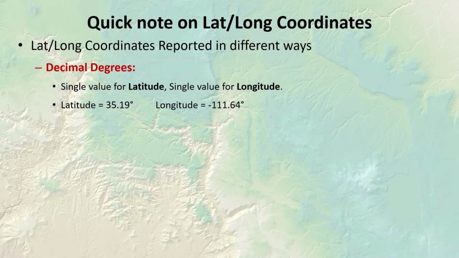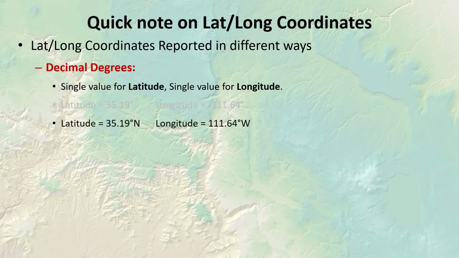You can have positive and negative values like you see here, latitude and longitude. And remember, negative longitude means it's west from Greenwich, England, usually. Negative latitude obviously means south of the equator. But you can also report these numbers with a letter after it saying whether you're north or south of the equator or east or west of the prime meridian.